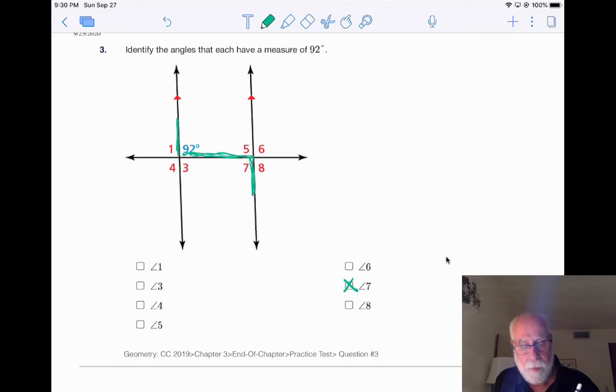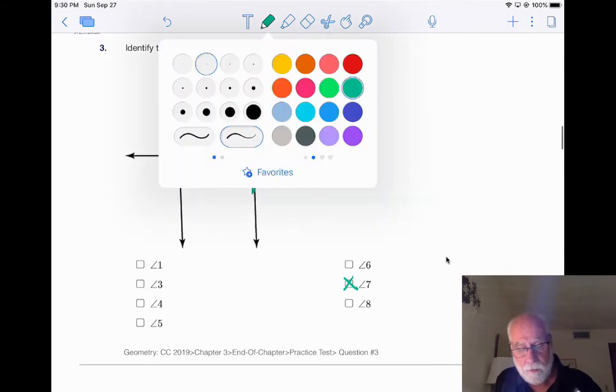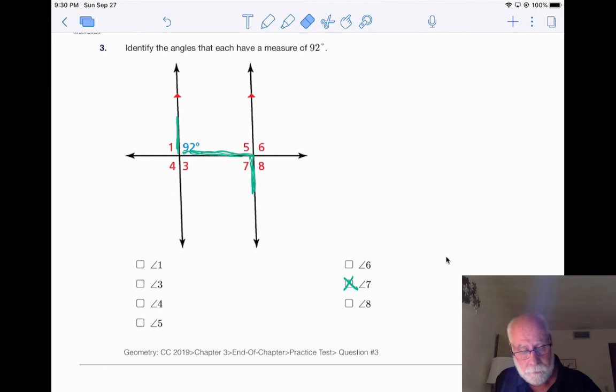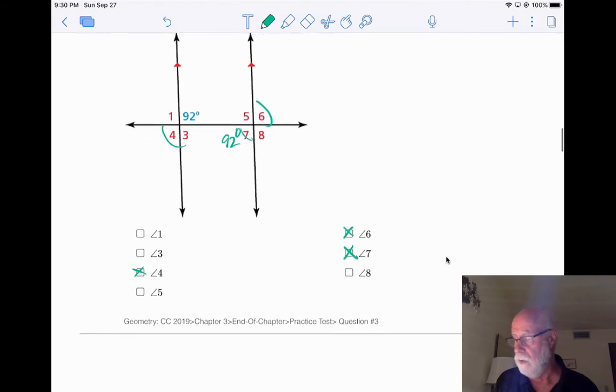And then also remember, we can also look for vertical angles. So we just said that 7 was 92. Remember, so these two here are vertical angles. So that would make angle 6. And angle 4 and 92 are vertical angles. So those are the three that would equal 92 degrees.